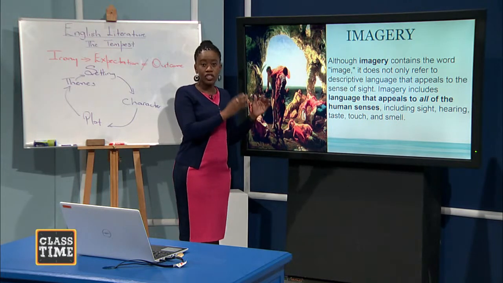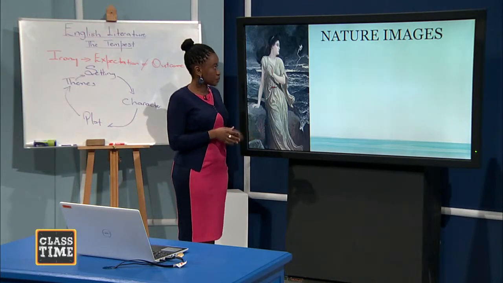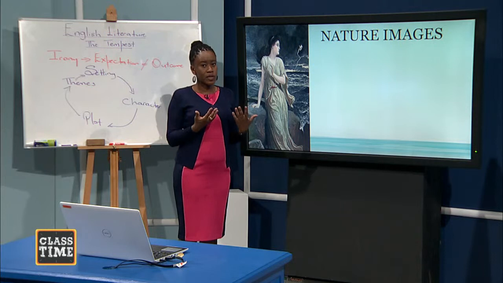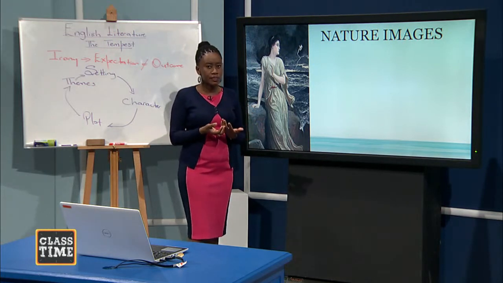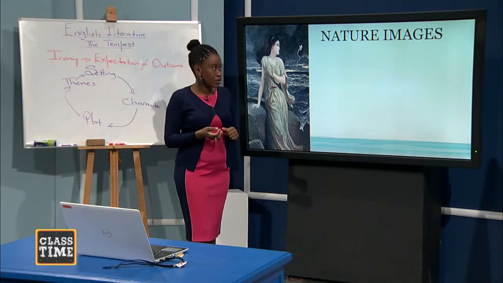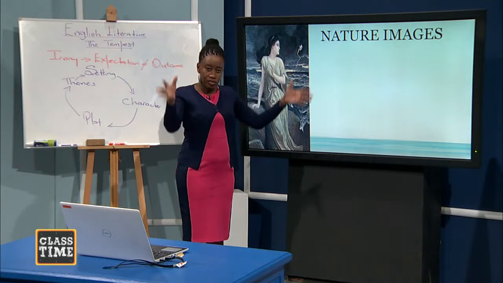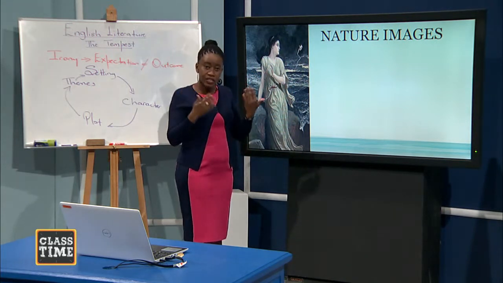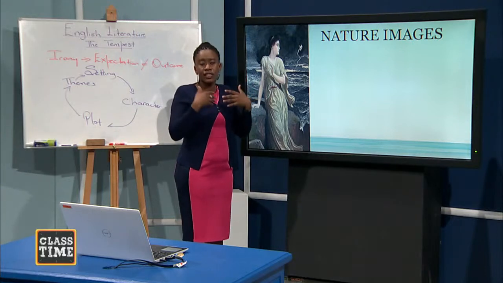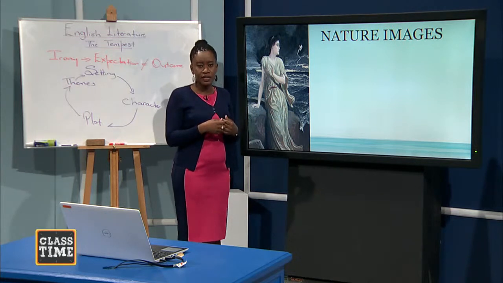So, like any other work, Shakespeare also incorporates imagery into The Tempest. Let's see how. We see Shakespeare using a lot of nature images. And what are nature images? Very good. So we see nature images as those elements of the natural realm, the natural atmosphere that he incorporates into the play. And that is to heighten our senses and to get us to see, feel, hear what is happening, become a part of the experience.